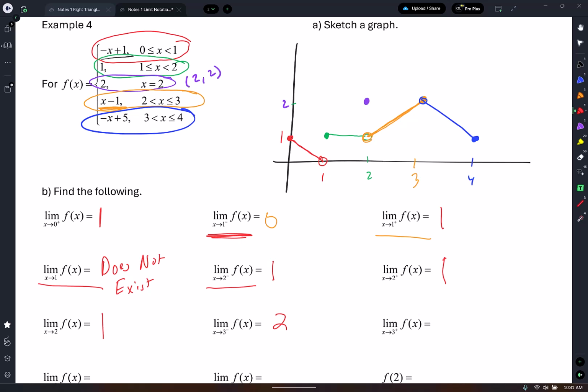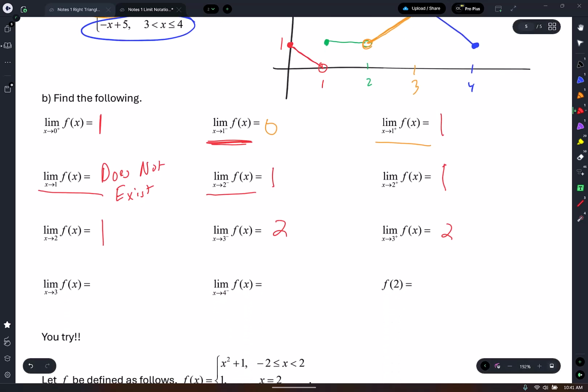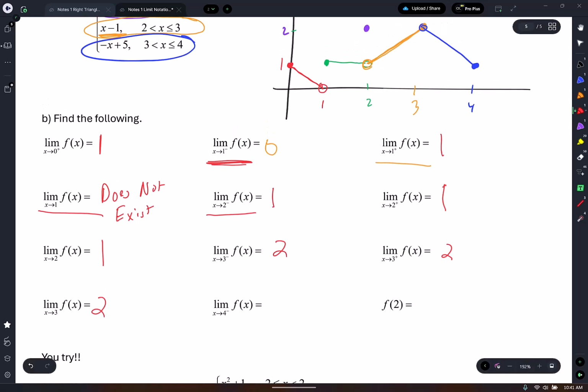Perfect. The limit as x approaches 3 from the right is 2. Perfect. The limit as x approaches 3 equals 2. Perfect. The limit as x approaches 4 from the left is 1. Yeah, sorry.